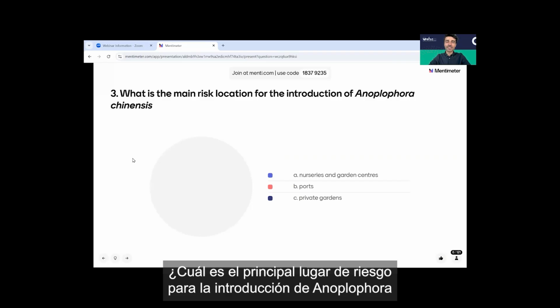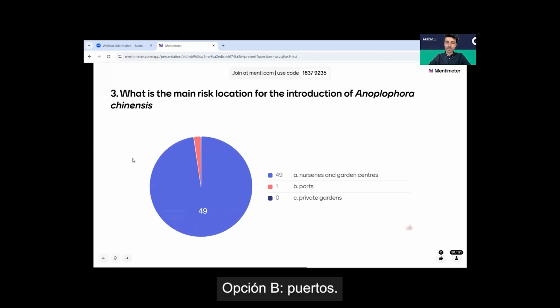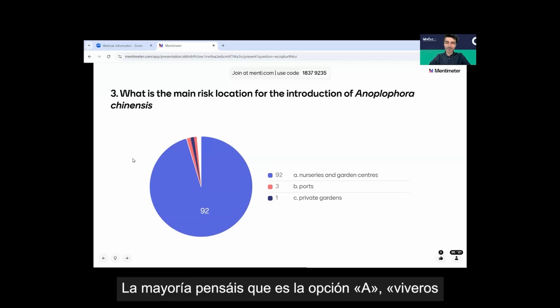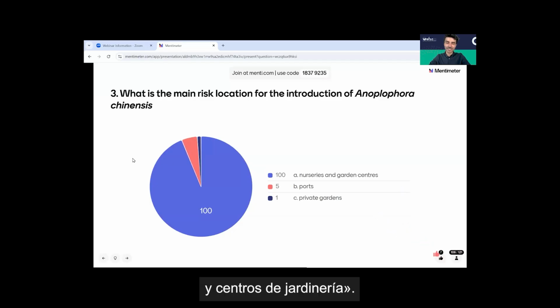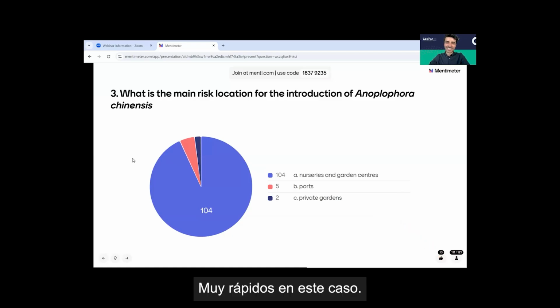What is the main risk location for the introduction of Anoplophora chinensis? Option A, nurseries and garden centers. Option B, ports. Option C, private gardens. Wow, you were fast with this one. Almost all of you think it's option A, nurseries and garden centers. Really fast on this one. Let's see if they are correct.